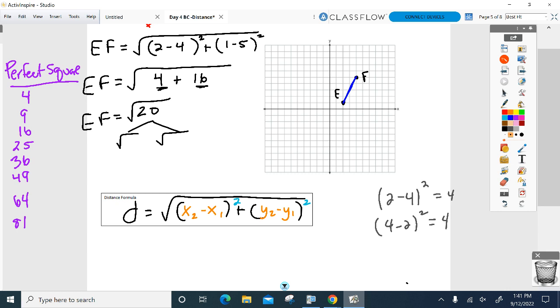Biggest one that goes into 20 evenly. Evenly. I know 16 is the biggest one, but what's the problem? It doesn't go in evenly. It's got to go in evenly. So yes, 4. And now the second number's got to be the number that gives you 20. There you go. Biggest perfect square that goes into your number, and then the other one is whatever multiplies to it. All right, let's finish this problem off.